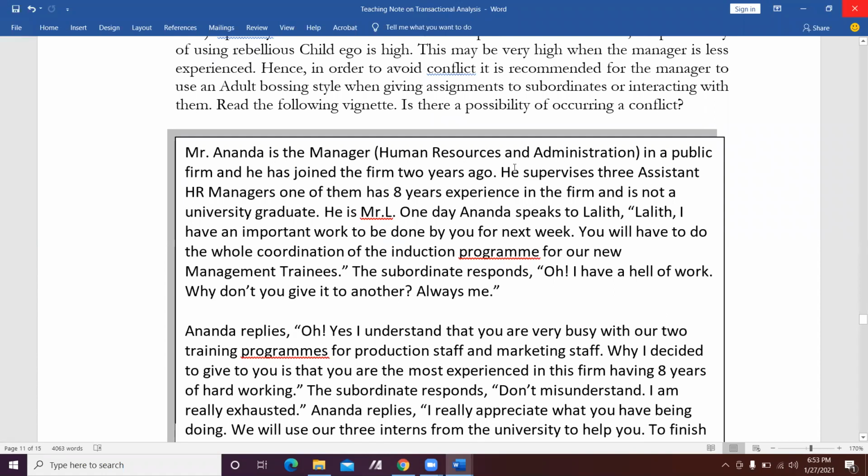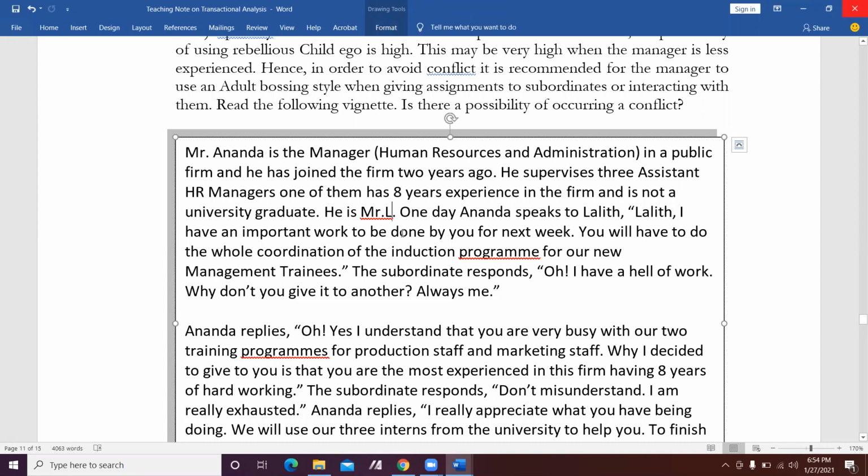Mr. Anand is the manager HR and administration in a public firm, and he joined the firm 2 years ago. He supervises 3 assistant HR managers. One of them has 8 years of experience in the firm and is not a university graduate. He is Mr. L, say Lalit. One day, Ananda speaks to Lalit.